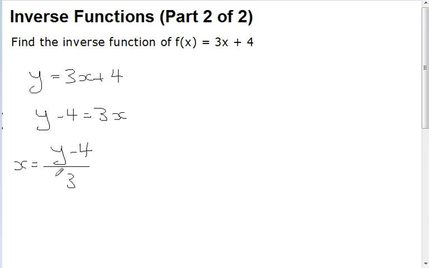So now I've got here my inverse operations, and all I need to do is change this back into function notation. So if I change this back into function notation, I've got f to the minus 1 of x equals x minus 4 over 3. And you just need to be aware that now that I've got an input of x, I need to change the y to an x. So there's my inverse function.